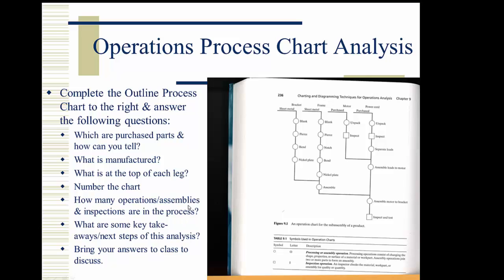And then I mentioned looking at the number of operations or assemblies versus inspections. You might want to take note of that. And then, what are some key takeaways? What would be your next steps that you would recommend to go look at if you were to suggest improvements to this process? Or maybe not. And we'll discuss this in class when we talk about the problem-solving tools.